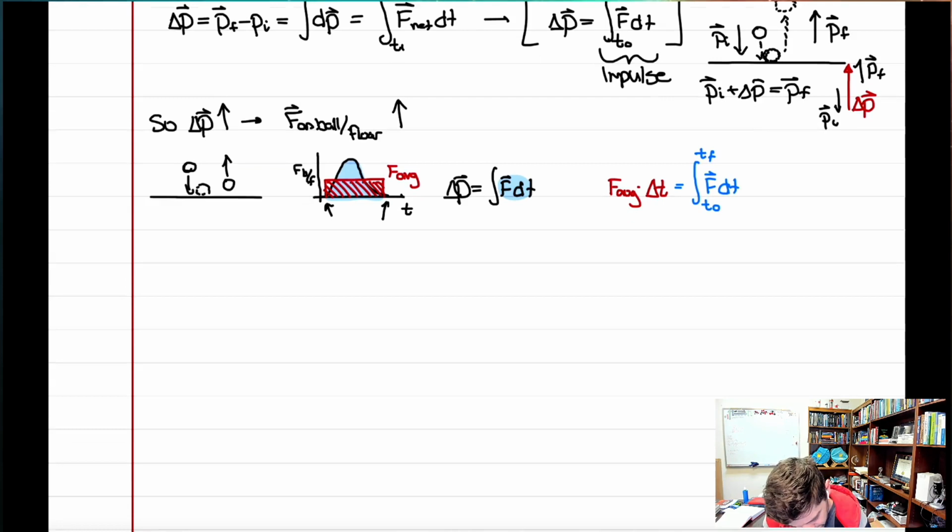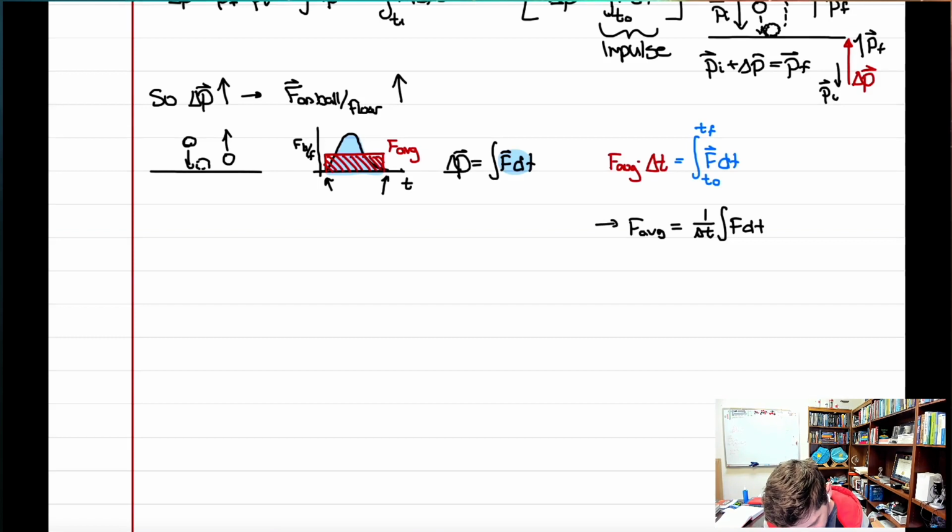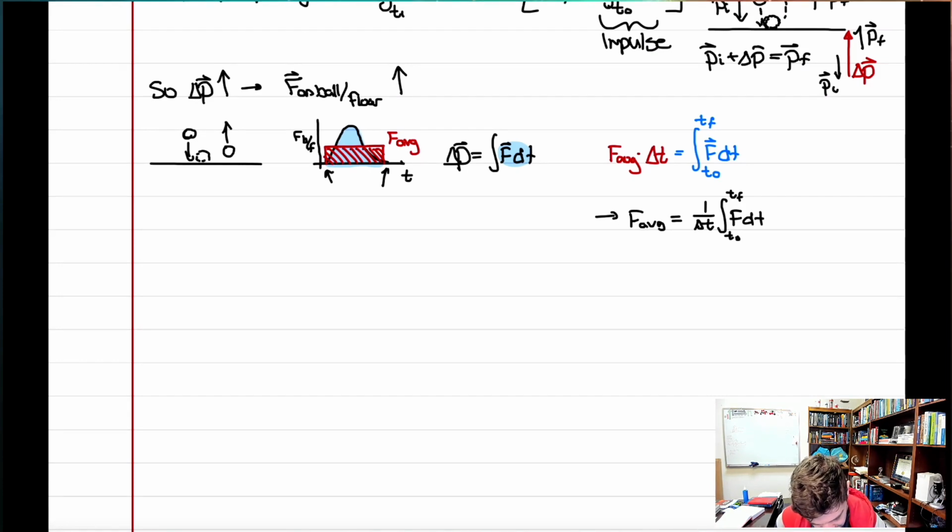Right, so then you might see we can define the average value of the force to be 1 over delta T, the integral of the actual force between 2 points in time, where delta T is t final minus t initial in this case. So if I knew, for example, how long the ball was in contact with the floor, and I knew the momentum before the collision and after the collision, I could estimate the average force that the floor is exerting.